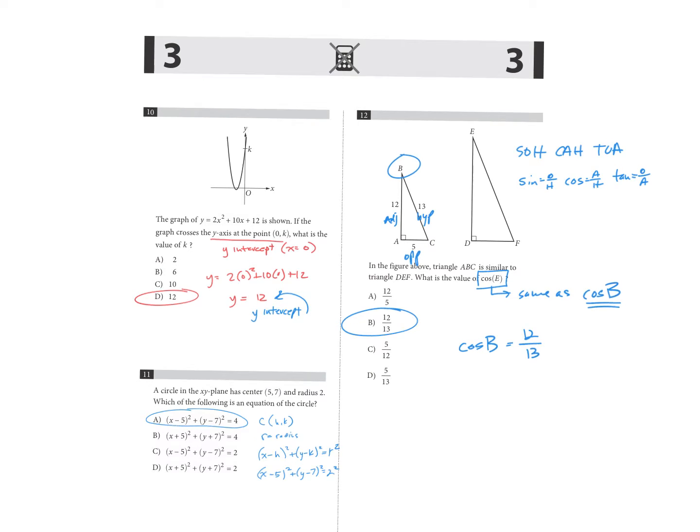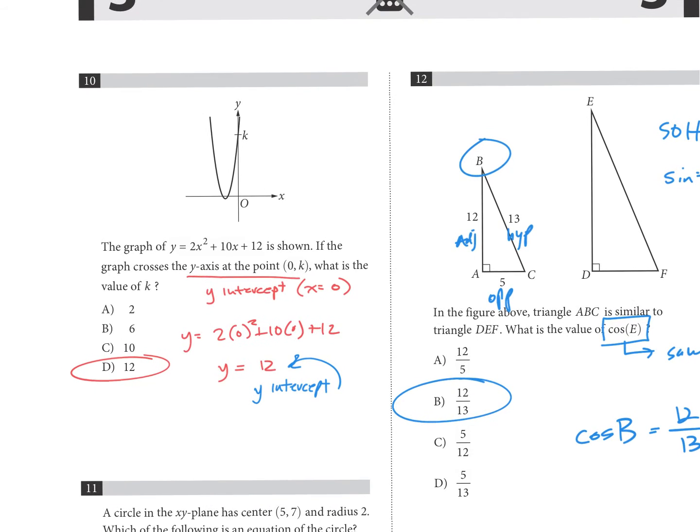All right, on to number 10. The graph of the quadratic equation y equals 2x squared plus 10x plus 12 is shown. The graph crosses the y-axis at the point 0, k. So this is kind of asking, what is your y-intercept? To remember, you go back to algebra 1 or maybe algebra 2. The y-intercept is the point where x equals 0. So therefore, to find that value of k, you just plug in 0 where you see x into the equation.